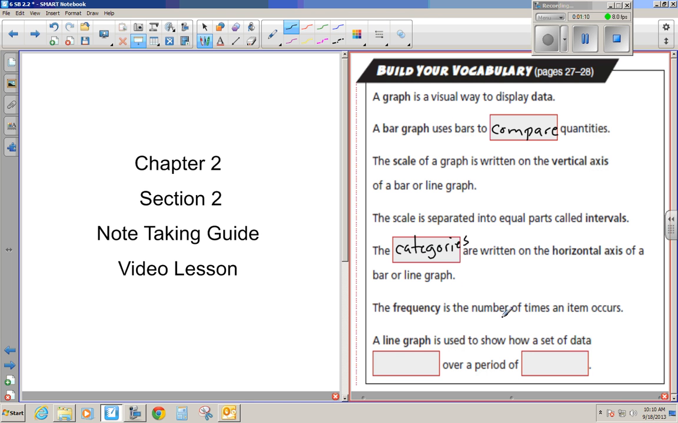The frequency is the number of times an item occurs, and then a line graph is used to show how a set of data changes over a period of time. And you can add in here, if you want, that the time is on the horizontal axis.